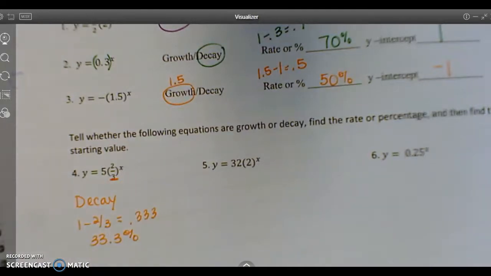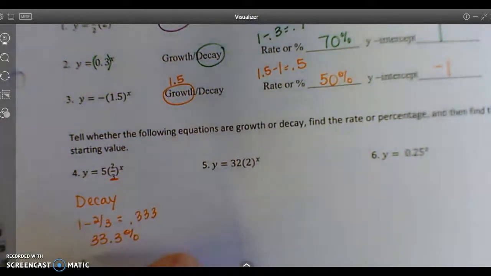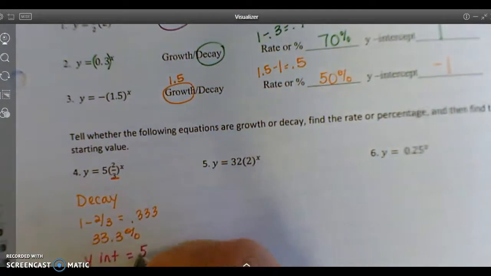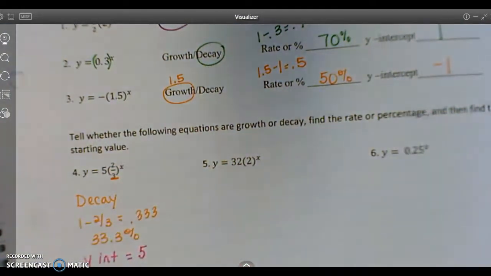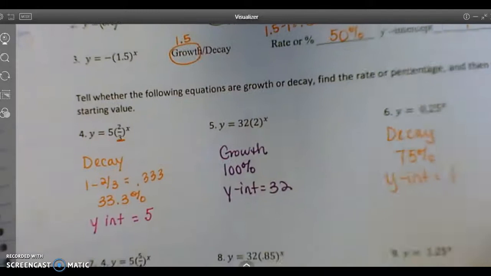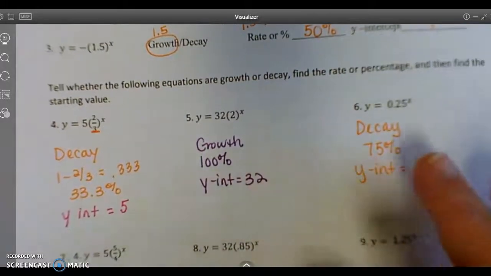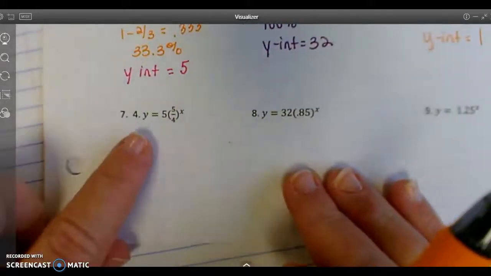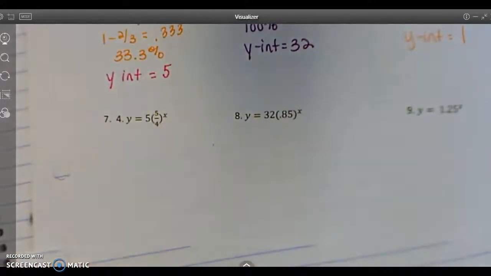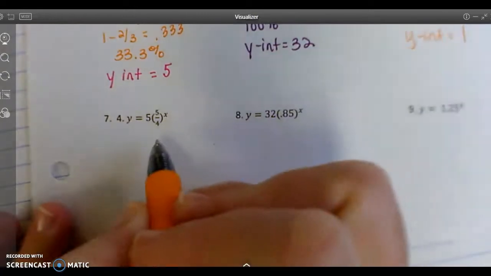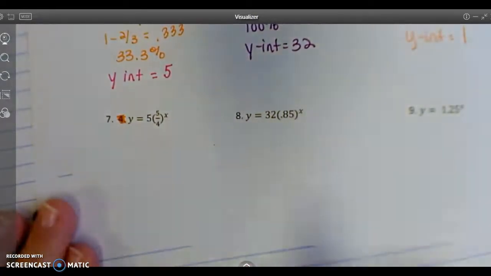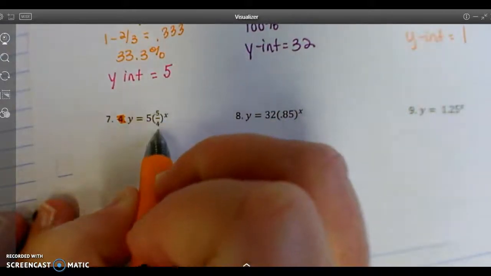And then your starting value, or y-intercept, however you want to call it, that's the number at the beginning, and that's 5. Just don't forget to multiply by 100 when you get the percentage. Remember that y-intercept could be called starting value. Let's look at number 7. Again, I just wanted you to see this fraction and talk about it. I don't know why there's a 4 right here, so that's probably not supposed to be there. But anyway, I'm looking at the 5/4.